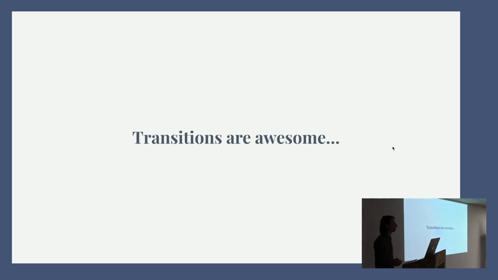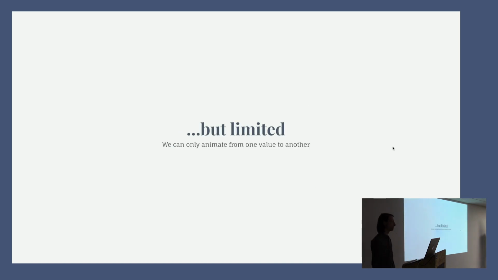Pretty cool, pretty simple. So transitions are awesome. You can do a lot with them, but they're also quite limited. You can only animate from one property to another. You can go from, let's say, 0 to 100 or 0 to 50, but you couldn't go 50 to 25 to 75 to 0. You can't do anything more than just that one sort of jump in values. So that's where CSS keyframes come in.